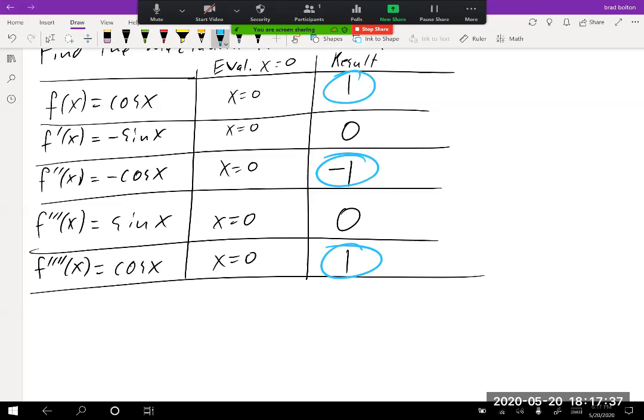So now I'm going to write this. F of x equals cosine of x. This is centered at x equals 0. Let me write this over here.